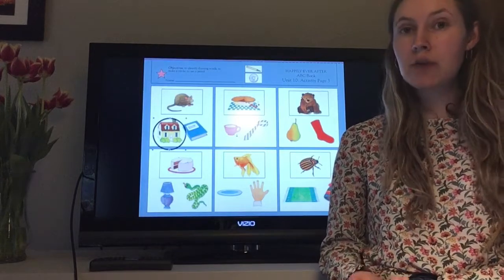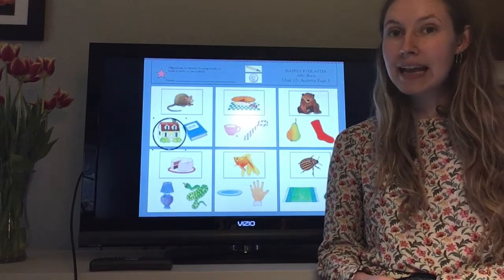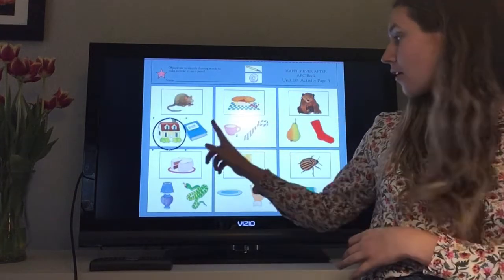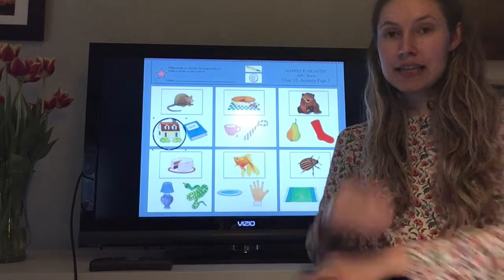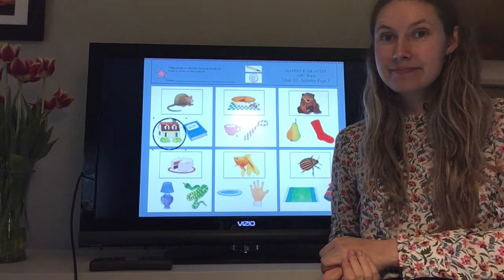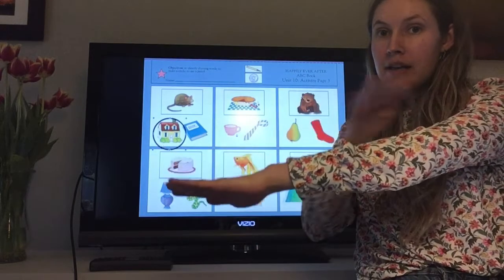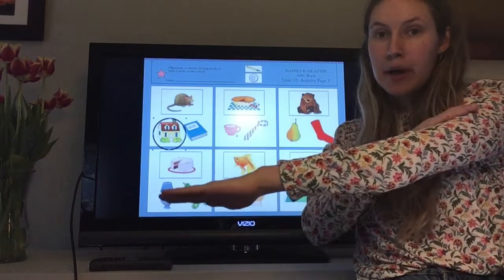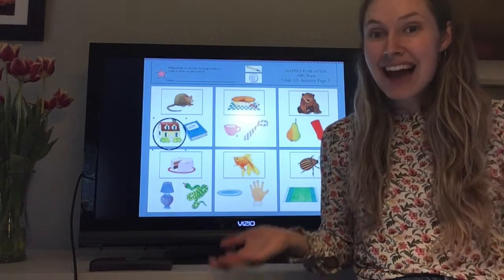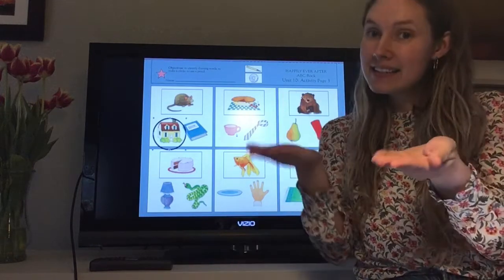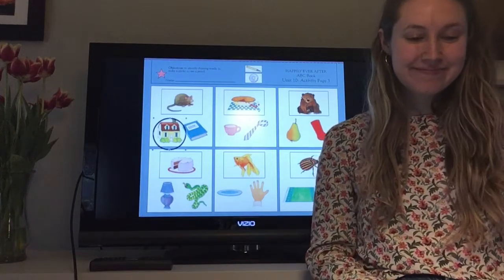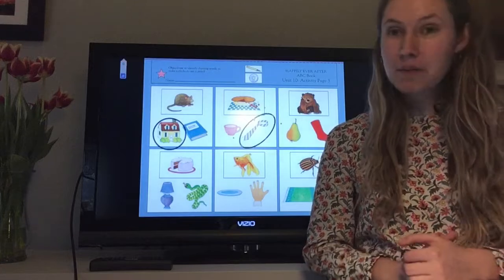Okay, so we need to figure out which word rhymes with pie. Pie ends in the I sound. I. Which word also ends in the I sound? Is it cup or tie? Cup, tie, pie. Tie. Tie ends in the I sound. Pie, tie. They rhyme. So we're going to circle the tie. So I circle my tie.